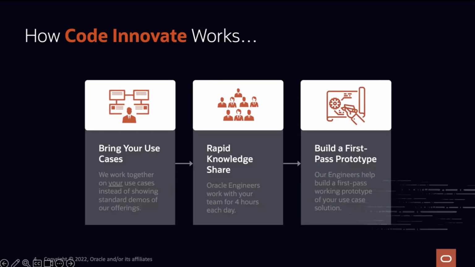This is what we like to call a first pass prototype. It's 20 hours of a sprint. We'll accomplish as much as we can, and we'll jointly agree that at the end of the week, you should have a working prototype.